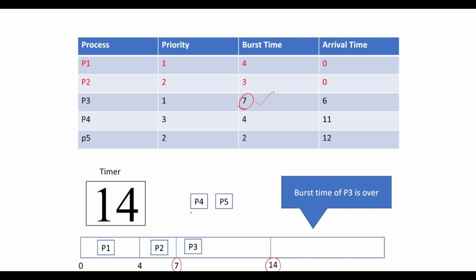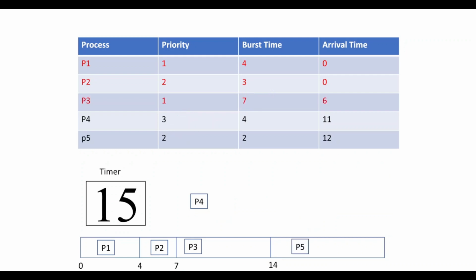Now comes a question: between P4 and P5, which process has to be selected? Because we have two processes now. Now we need to check the priority. If you see P4 and P5, P4 has a priority of 3 and P5 has a priority of 2. So we will be selecting P5. Why? Because it has the lowest value. The lower the value, the higher the priority. So P5 will start its execution, which requires 2 seconds of time.